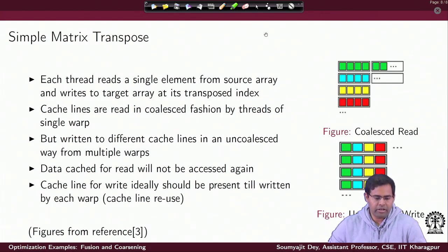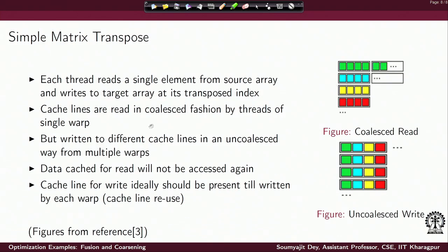Now let's take another example, the matrix transpose kernel, which we know is quite a difficult kernel, and there are a lot of optimizations which we have already discussed. Now let's have a relook at this from the point of view of coarsening. So, in the single matrix transpose kernel, each thread will read a single element from the source array and write to the target array. Let us consider the situation where we are doing coalesced reads and uncoalesced column-wise writes, right.